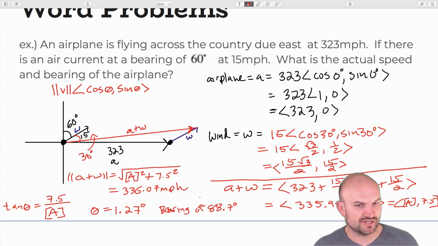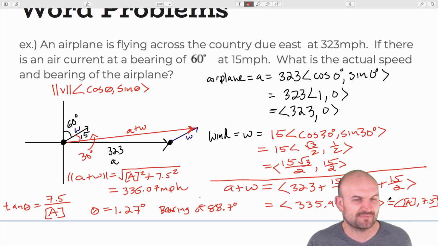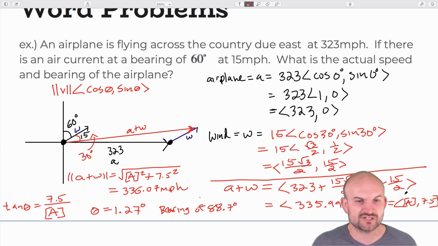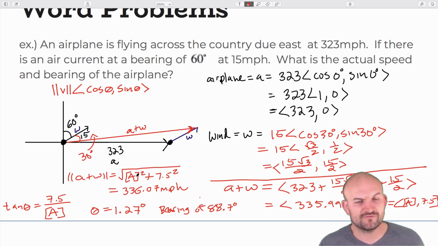Again, you don't need to store this. You can probably use the answer or at least write down multiple digits and you'll probably be okay. But I wanted to store it because it's a lot faster to type into my calculator once it's stored. So I found the magnitude of my A plus W. You could give this another name like V, or R as resultant vector. It's going to be the square root of first component squared plus second component squared, and that gave me 336.07 miles per hour.